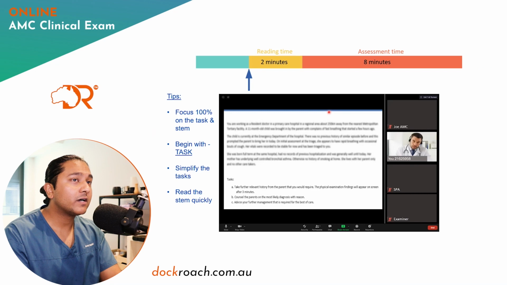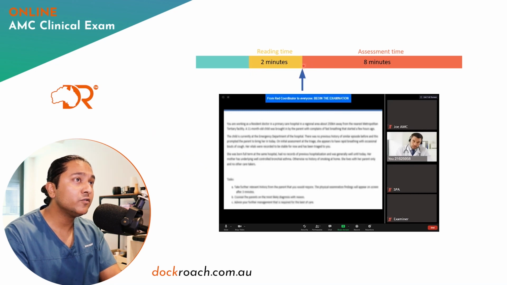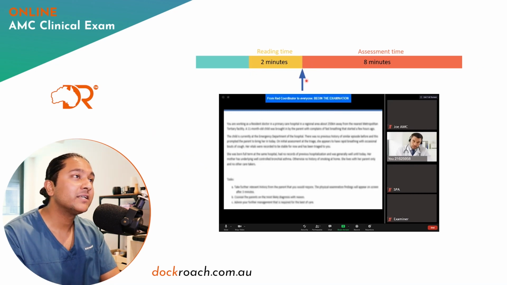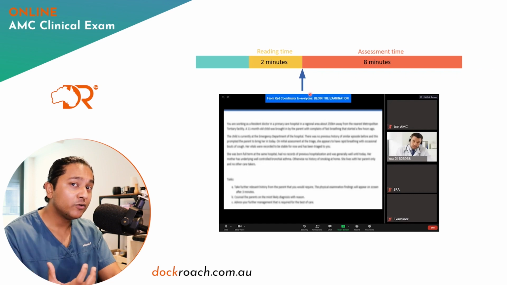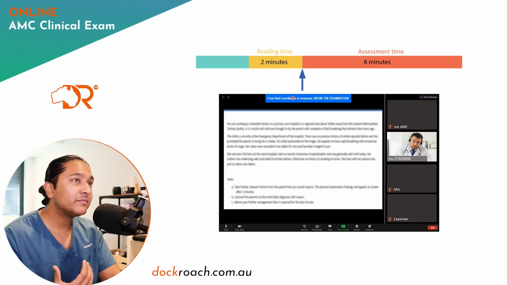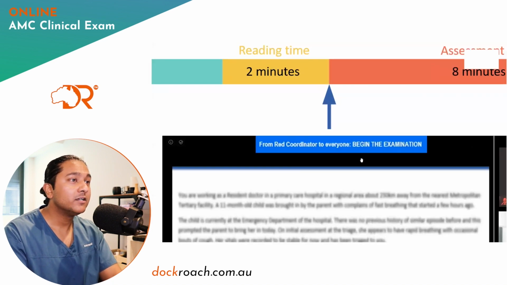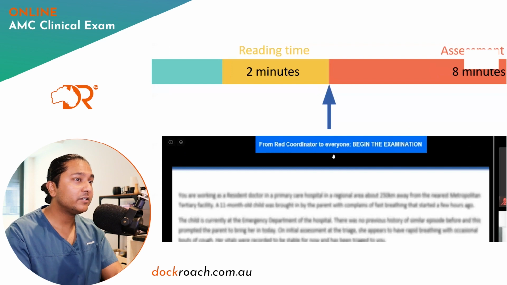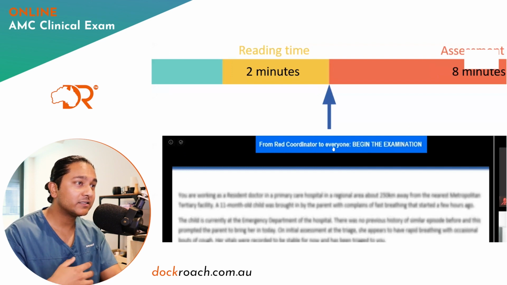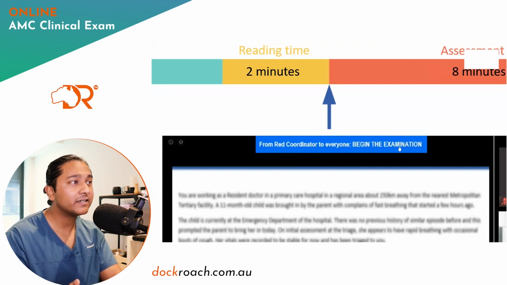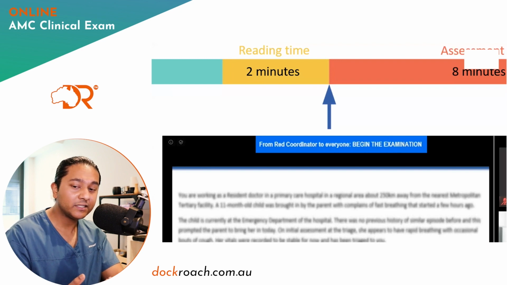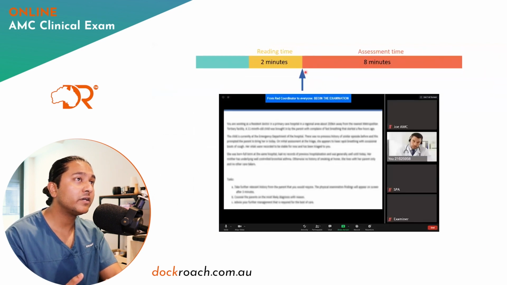So after the reading time, you will then move into the assessment time. How you know that you're going to move into the assessment time is through the message on the top of your Zoom screen. Again, let me just zoom that. If you look in the middle of your screen, you can see that the red coordinator has signaled a message again saying begin the examination. So when you see something like this, you know that you are here where this arrow is pointing. You're in the beginning of your assessment time.